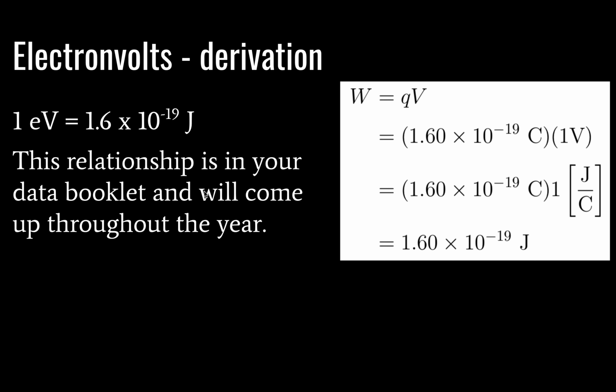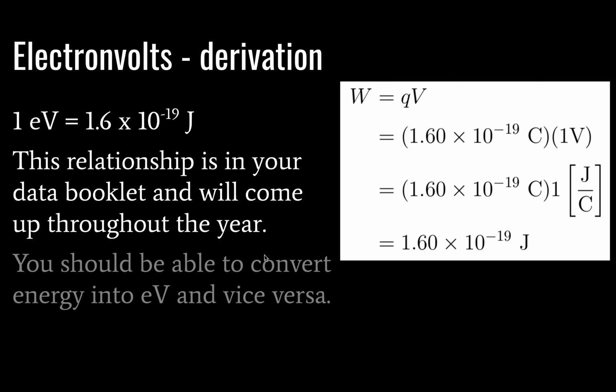Okay, so this is going to be in your data booklet, and we're going to see it again, particularly in topics 7 and 12, because it's really, really useful. When we're dealing with very small amounts of energy, it's a lot easier to use a few hundred electron volts than 1.6 times 10 to the negative 16 or whatever. So if you can avoid scientific notation, you should. Okay, so you need to be able to convert energy into electron volts and vice versa, and it's quite an easy conversion. Here's the conversion factor. Don't sweat it.